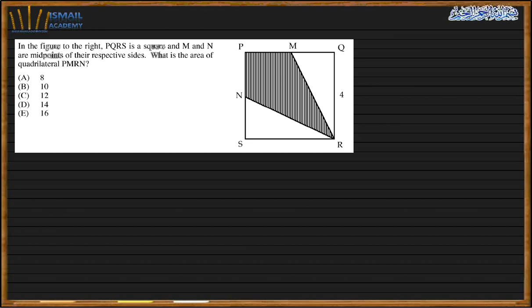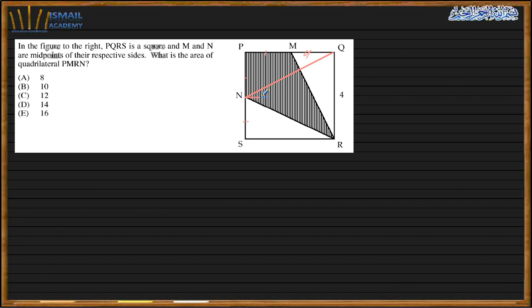In the figure to the right, we have PQRS is a square and M and N are midpoints. So those are midpoints. That means the distance from here to here is the same thing as this one, and this one is the same thing as this one. That means this is equal distance. So you see that shape. I can create that shape here.